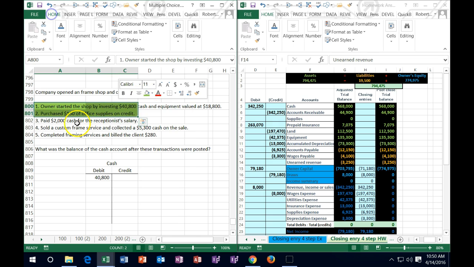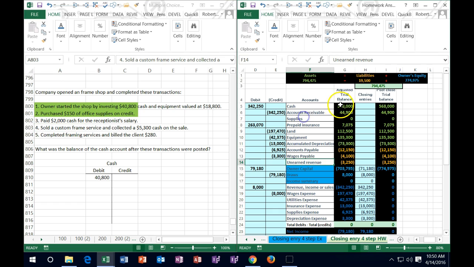Those two are done. Paid $2,000 cash for receptionist salary. So is cash affected? Yeah, cash is affected. We paid. Keyword being paid. Usually it means we paid with cash, and it could be a check, obviously, but that's a form of cash. So cash is a debit balance. We're going to make it go down by doing the opposite thing to it, which would be a credit. We're going to credit cash.